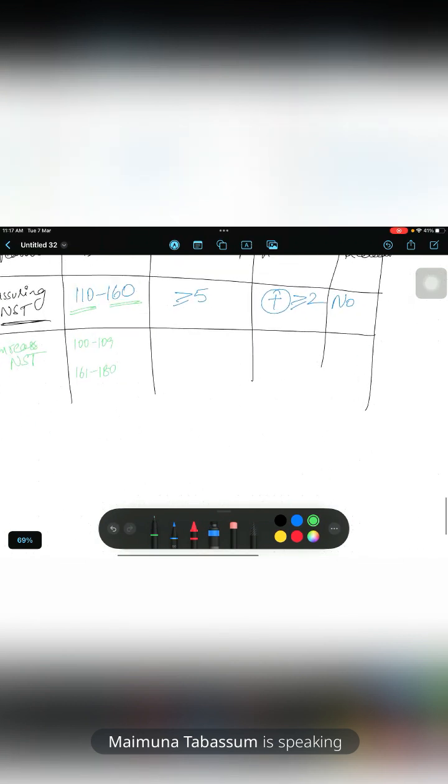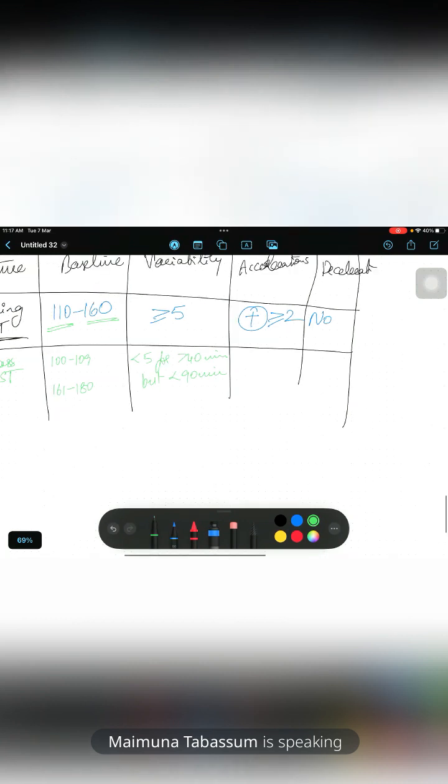And then variability less than 5 for greater than 40 minutes but less than 90 minutes. It means the variability will be less than 5 for more than 40 minutes or less than 90 minutes. Then this will be the variability.